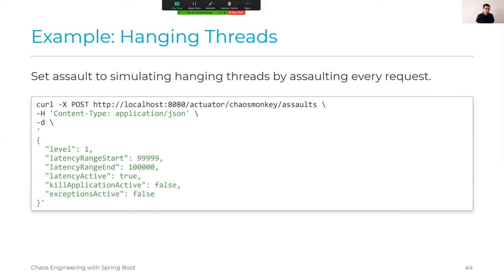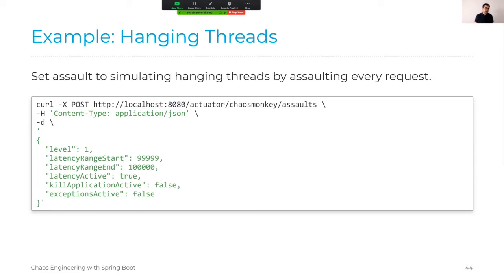There is another thing, for example, you could say it might take forever. So let's pile up all the requests, and let's set the time, for example here, to 100 seconds, so that actually all the threads are gone in our Spring Boot application. What I also specified this time is the level: how many requests will actually be attacked? If I set level 1, that means every single request will be attacked, so every single request takes at least 100 seconds.